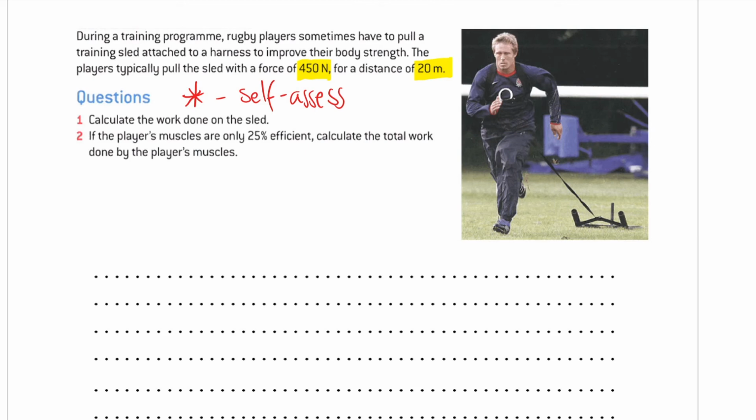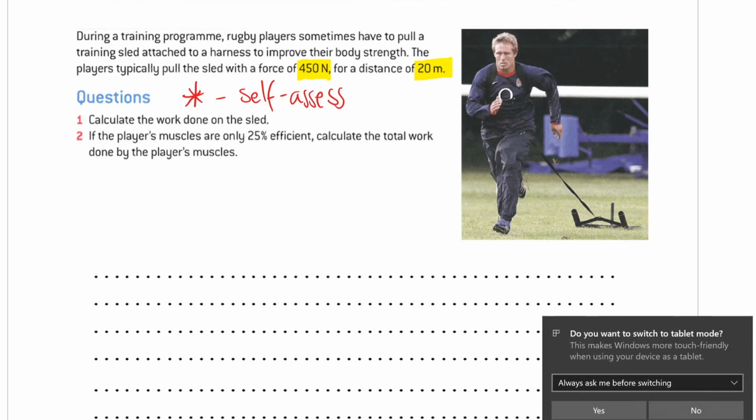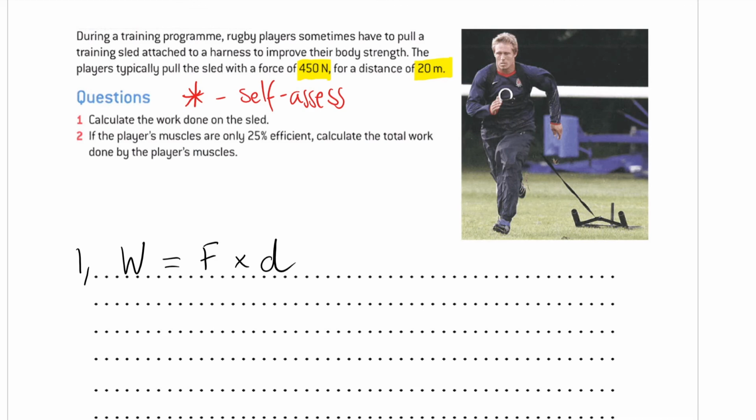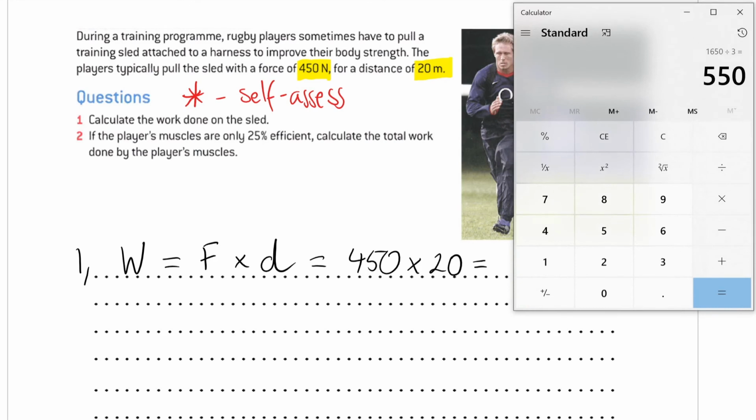So, first of all then, what needs to be done is work out the work done, which is question 1. Remember, equation, number, answer, units. The force, which is taken from the top, is 450 times 20. I think that's 9,000. 450 times 20, 9,000 joules.